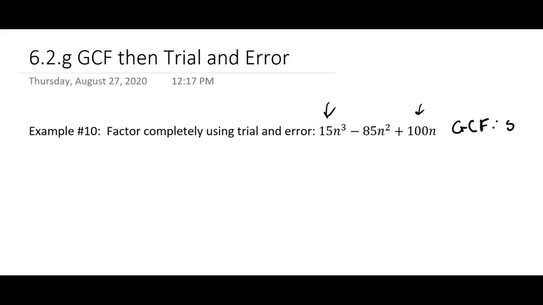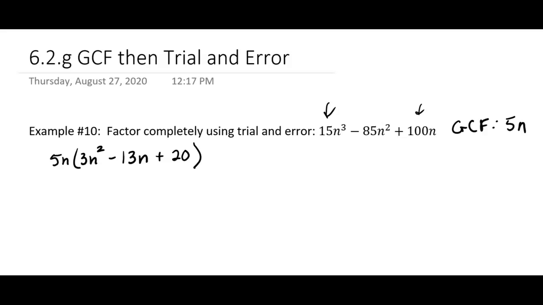is going to be 5n, because 5 will go into all of them, and 3 doesn't go into all of them. So 5n. Okay, so we'll take off the 5n, and then we'll have 3n squared minus, now how many times is 5 going into 85? 13n plus 20, just 20.